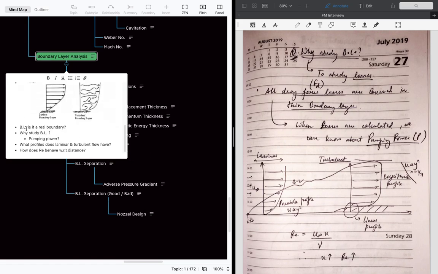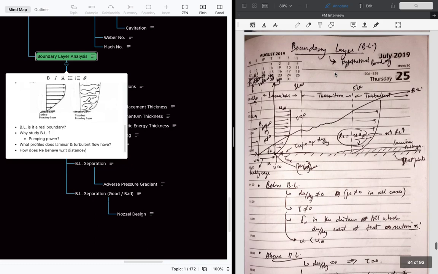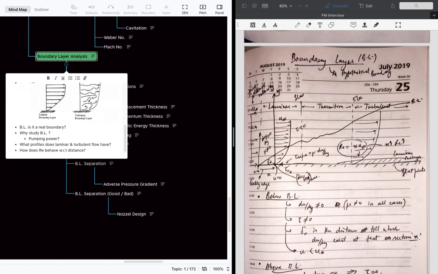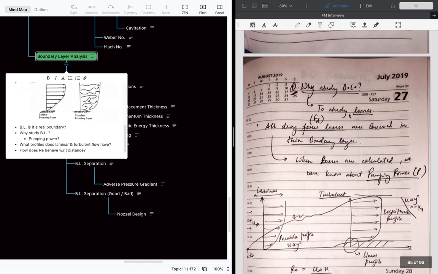So next is: boundary layer, is it a real boundary? Okay, this is not a real boundary, we can say. This is a hypothetical assumption. This boundary is created because it lets us study the losses happening in the flow. So that is why we study the boundary layer, to study the losses.